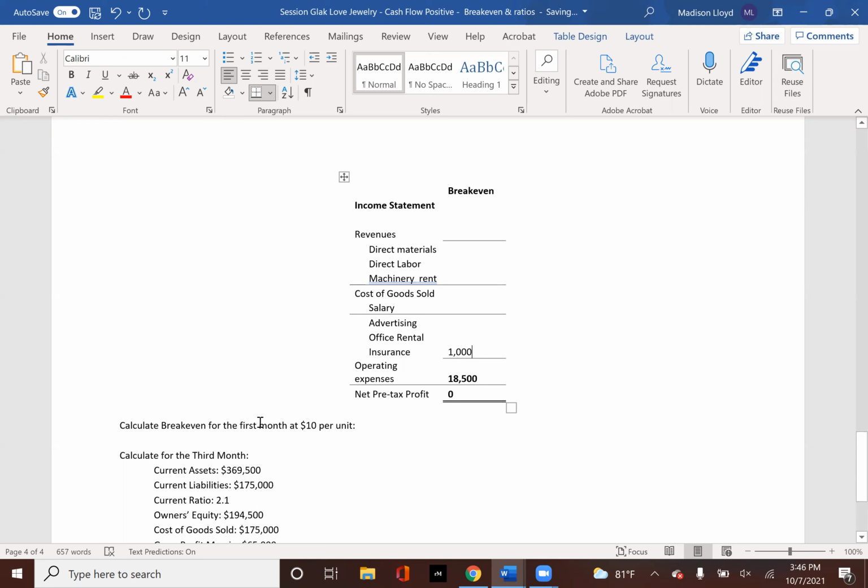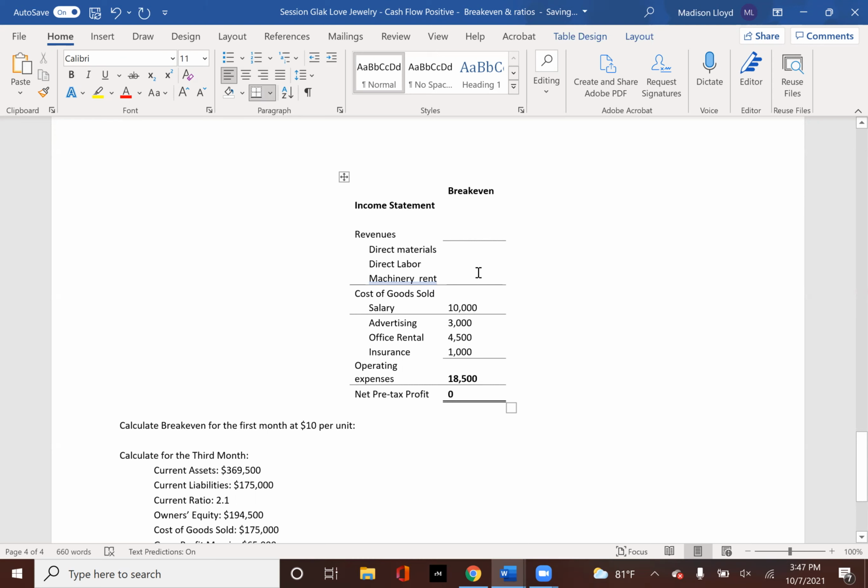This is going to be calculated for the first month. So all of these constant values need to go in here. Our office rental is $4,500, advertising $3,000, salary $10,000. We don't know our cost of goods sold, because we don't know how many units we need to produce to break even. So we're going to leave this blank, because with the number of units that you make, your cost of goods sold is going to vary. So we don't know that number yet.